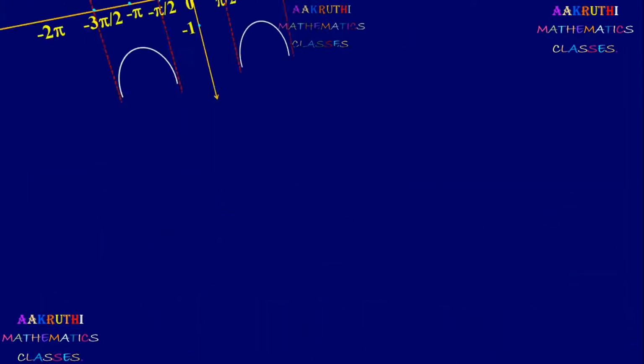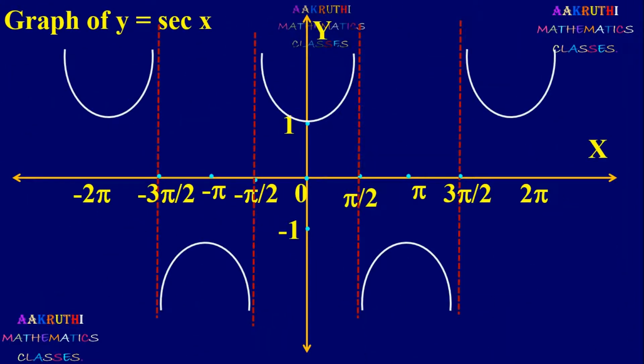So next we see the graph of y equal to secant x. So secant x is not defined when cos x is 0. So cos is 0 at 90 degree, at 270 degree, at minus 90 degree and minus 270 degree. At these points cos x is 0. So secant x is not defined when cos x is 0. At these points secant x is not defined.